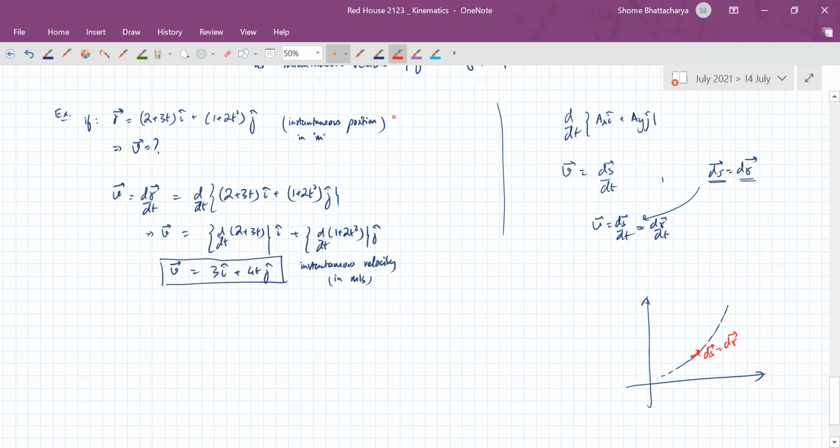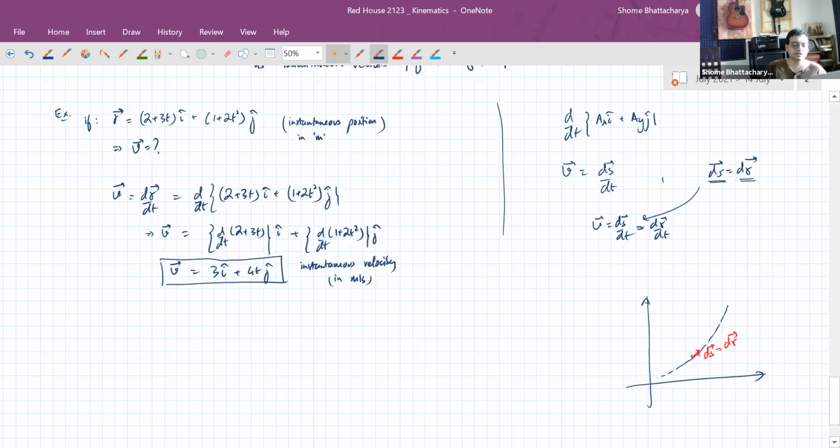Sir, it means that when we have to calculate the average velocity, then we have to take r2 minus r1, then delta r by delta t, where delta r becomes a displacement. So in average, it's a different thing, but in instantaneous, ds by dt is the same thing as dr by dt.